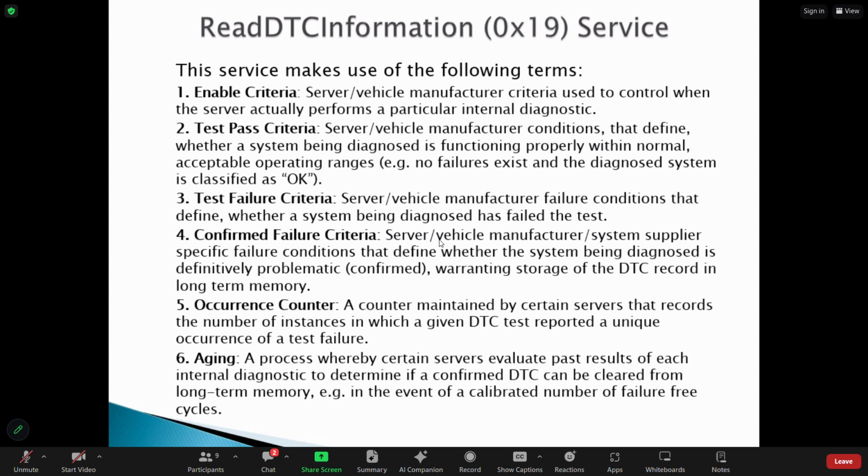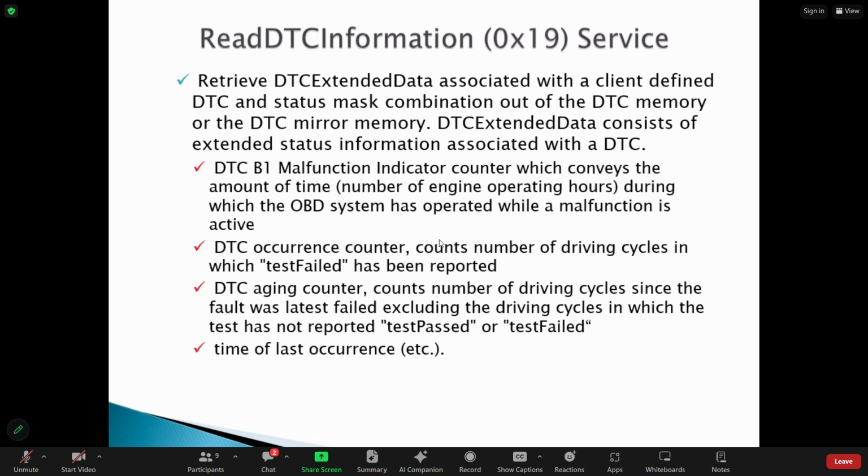Is it clear, guys? Guys, is it clear these points? Yes, sir. Everyone, is it clear, right?